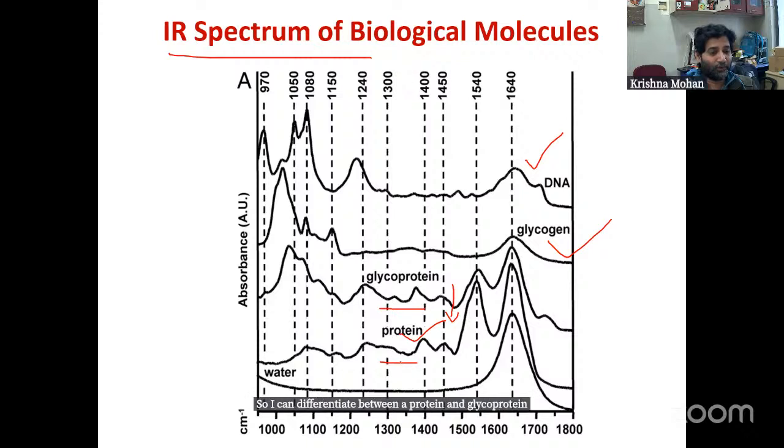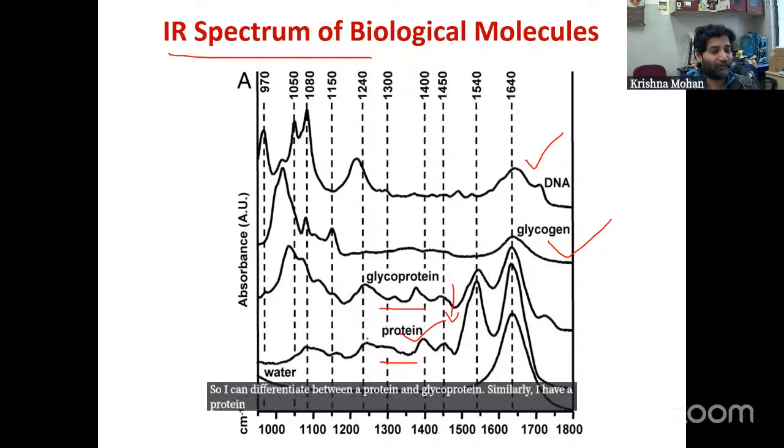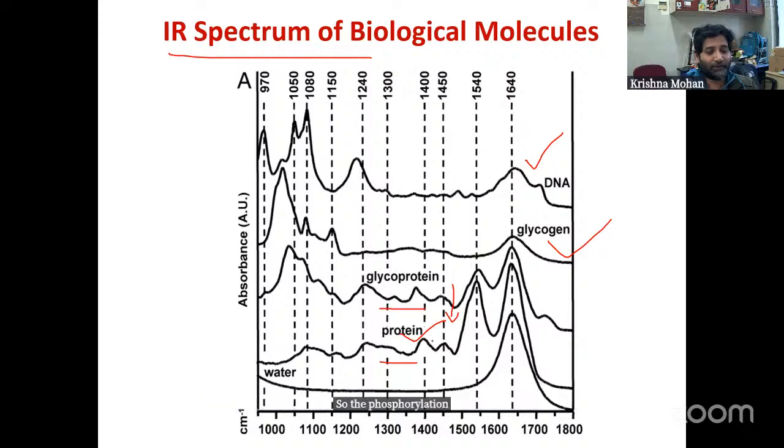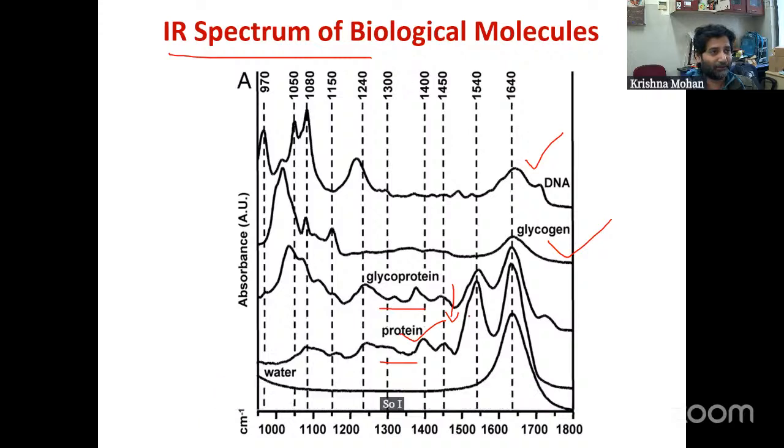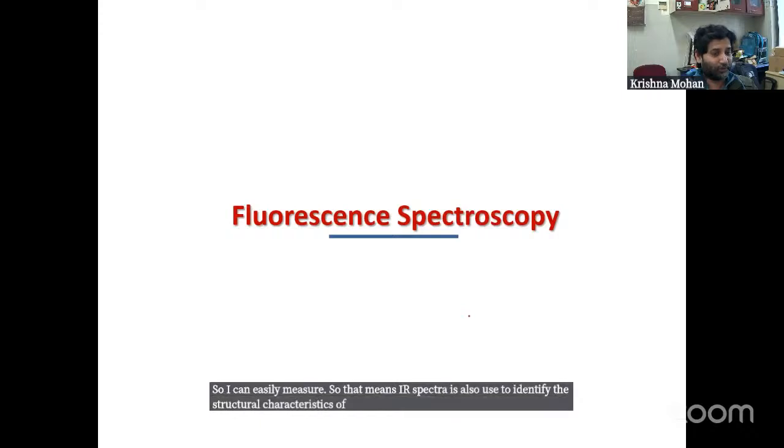Similarly, I have a protein and I have a phosphorylated protein. So the phosphorylation is different from that of a normal protein, since a normal protein doesn't have a phosphorylation signal or a phosphate functional group. So I can easily measure. So that means IR spectra is also used to identify the structural characteristics of these molecules.